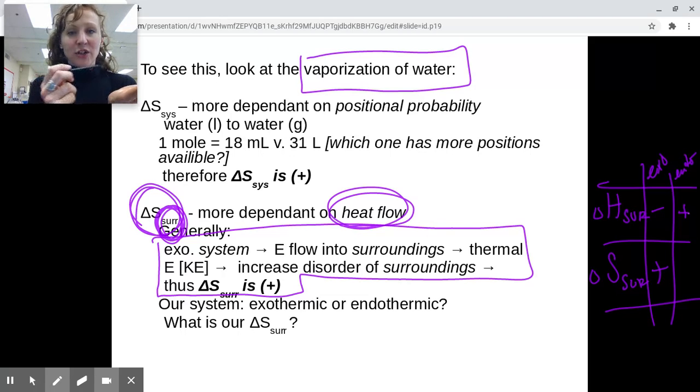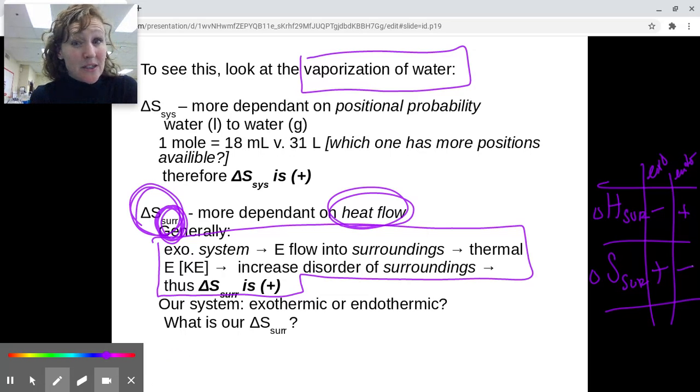You are losing energy to the system, the ice cube. Your hand is losing energy, losing heat, becoming more ordered. So entropy of the surroundings is negative. Okay, that's a little confusing to walk through, but it's an important distinction to make. For everything else, we always imagine from the point of the system, except for this one term, entropy of surroundings. This is the only term where we really flip that perspective and think from the point of the surroundings.